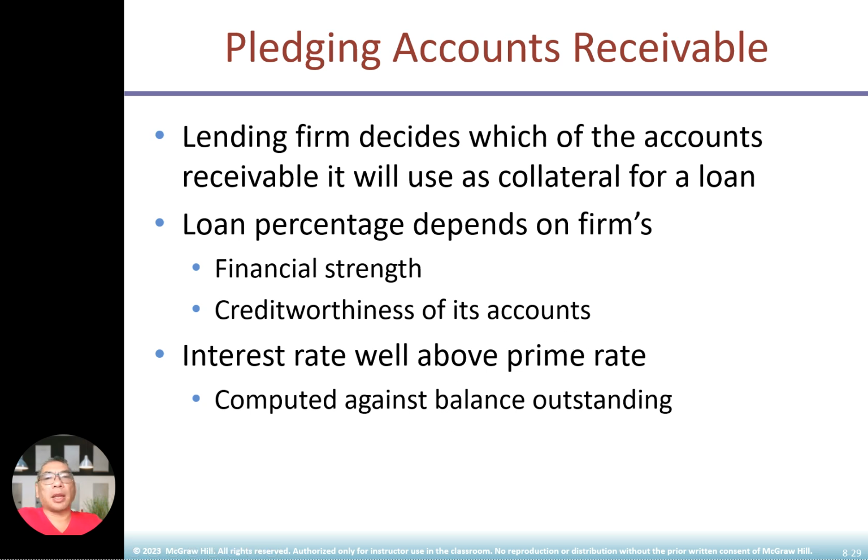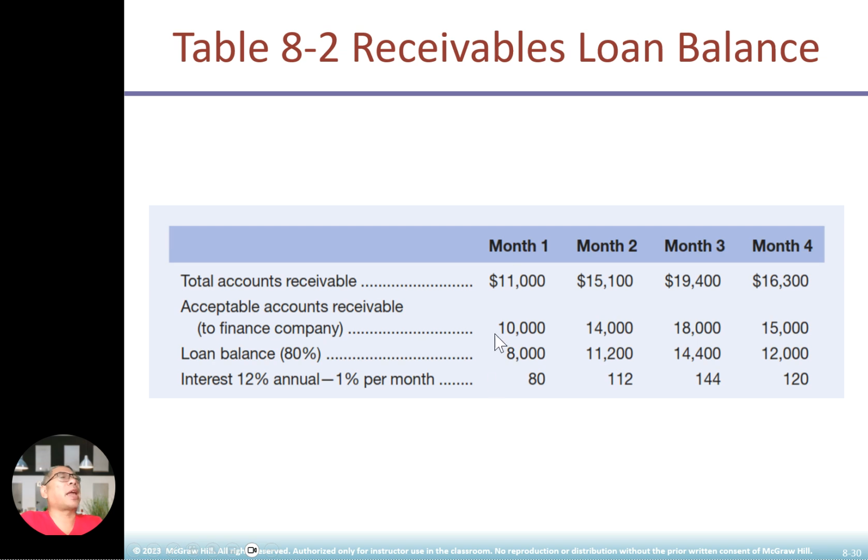So this is a typical factoring. You can use it for any receivable balance. Again, an example here: month 1 to month 4. Receivables outstanding, accounts receivable pledged to the finance company, from 10,000 to 14,000 to 18,000, with a loan balance of 80%, and the interest rate of 8% given to you. This is a typical factoring process.